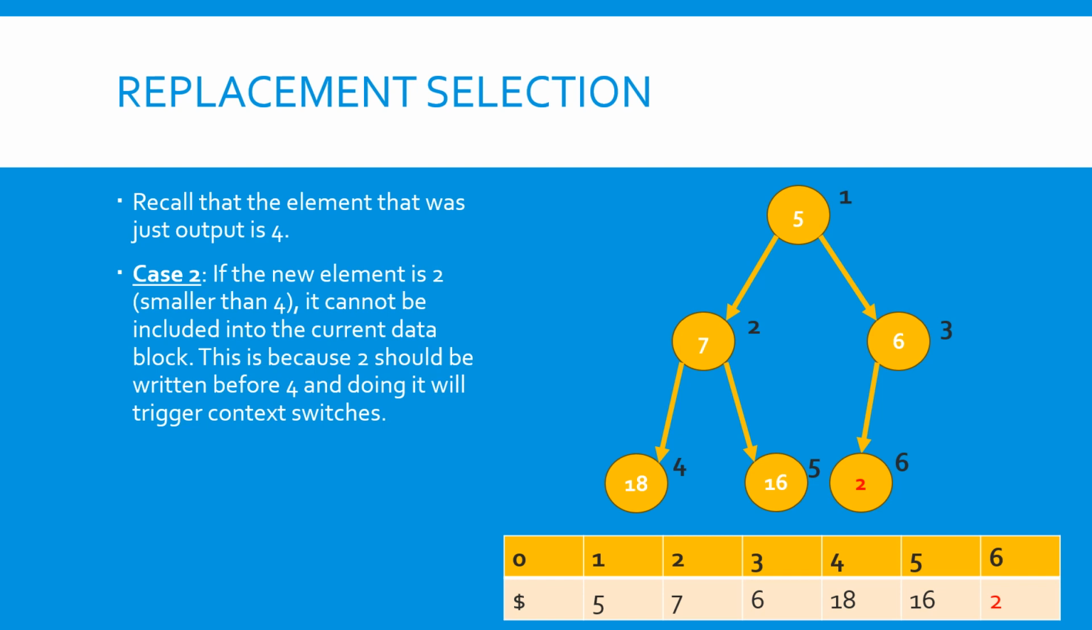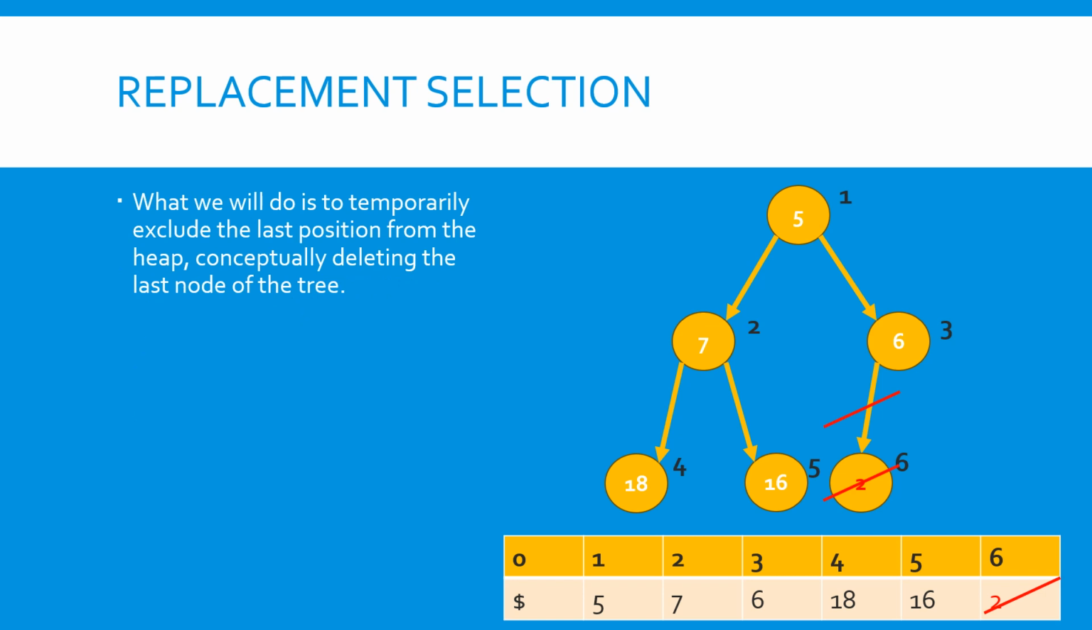So, what should we do in the second case? Consider the example again. Recall the root element that was just output was 4, and the next element we load is 2. Since the new element is not a part of the current data block, we can temporarily mark the last entry as unavailable.